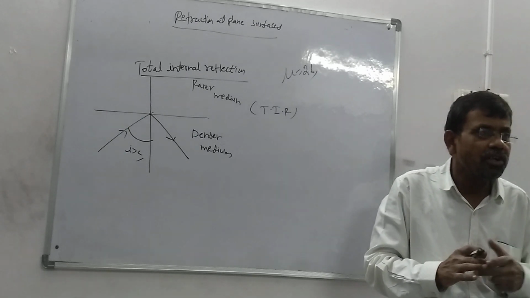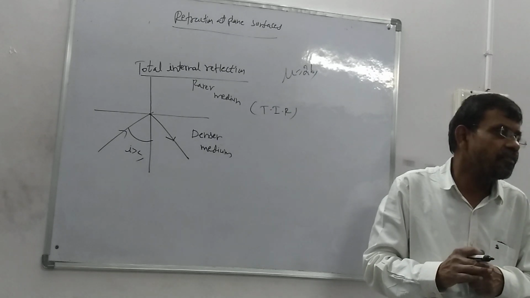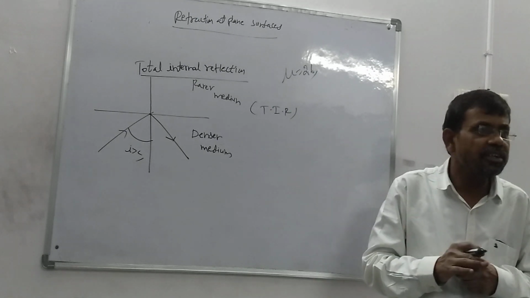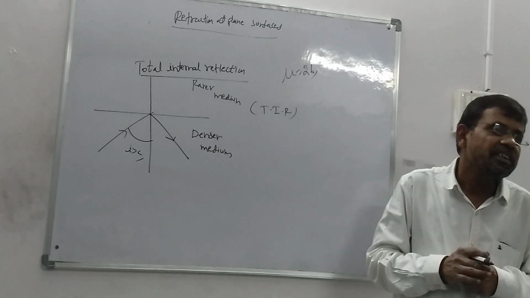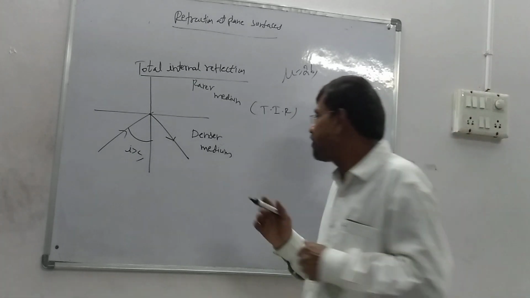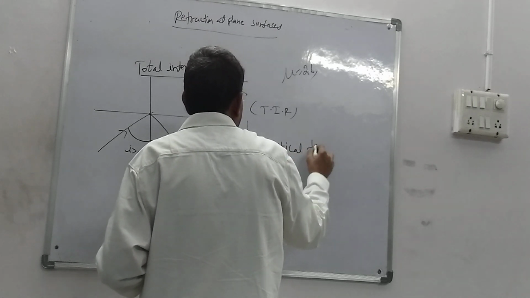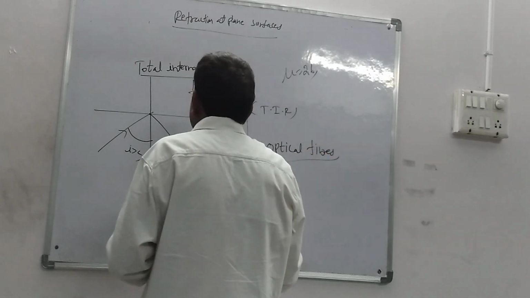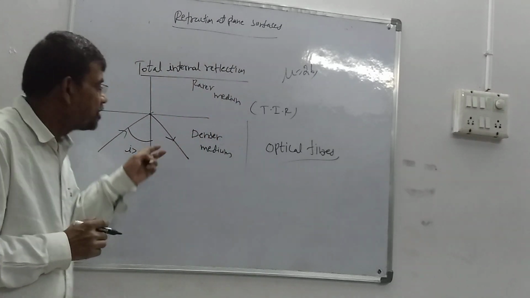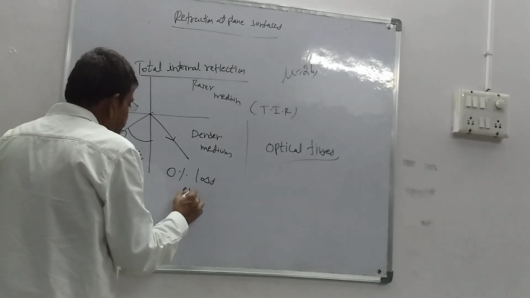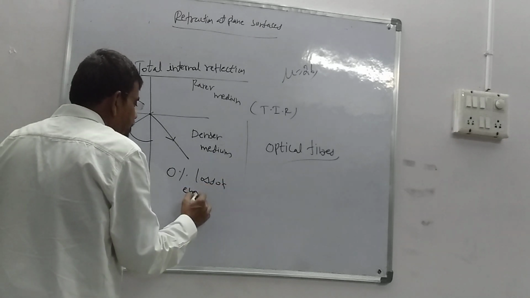So that is not our topic. Our topic is total internal reflection. Why is it always glittering? That is called total internal reflection. This technique we are using in optical fibers. What is the name? Optical fibers. So in this case, 0% loss of energy. How much energy? 0% loss of energy.